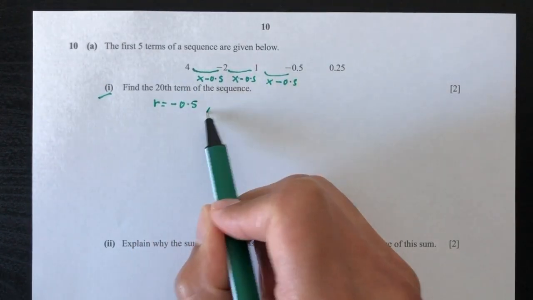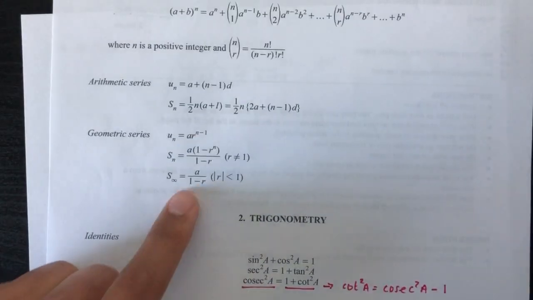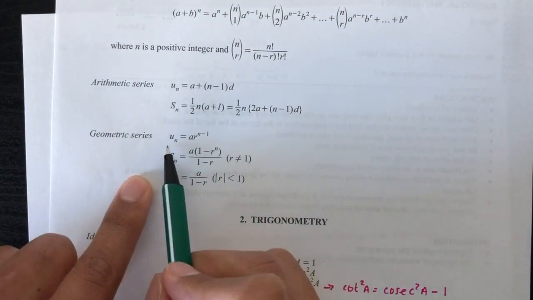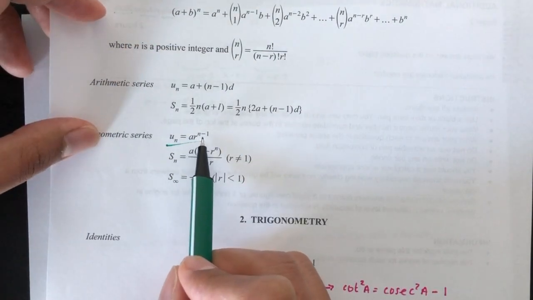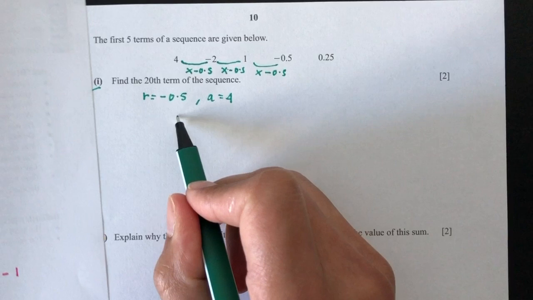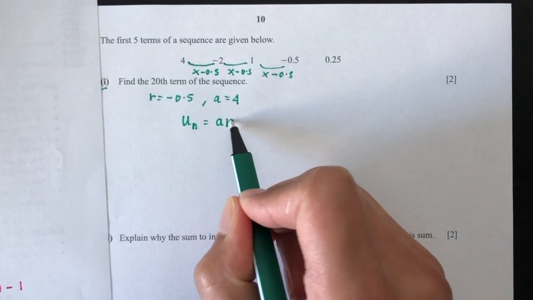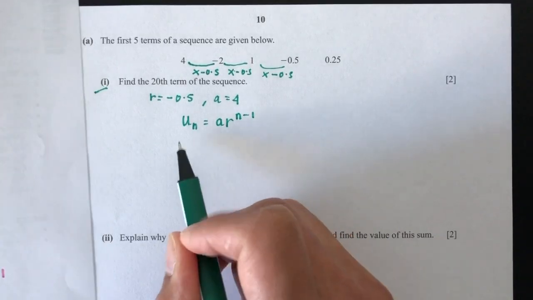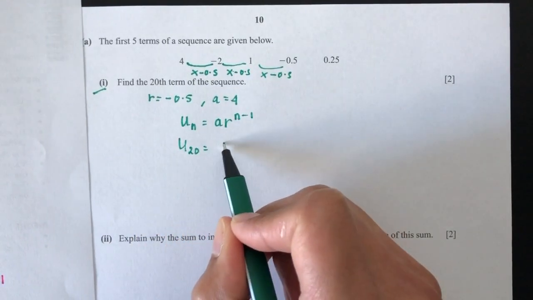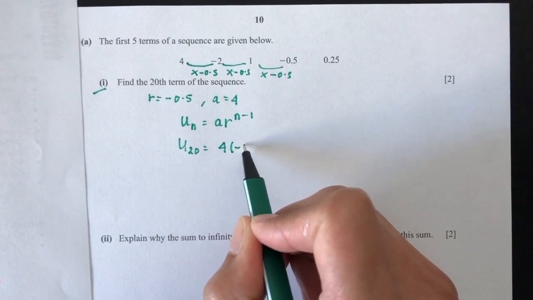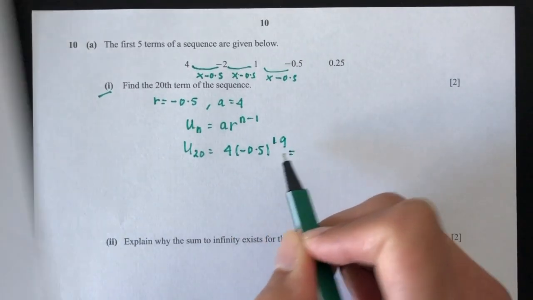Now the first term is a equal to 4, and since this is a geometric sequence, we can use this formula, which is u of n equal to a r power n minus 1. So u of n, the term n, is equal to a times r power n minus 1. We are trying to find the 20th term, so u of 20 will be a, which is 4, times r, which is minus 0.5, power 20 minus 1, which will be 19. So let's find that value.